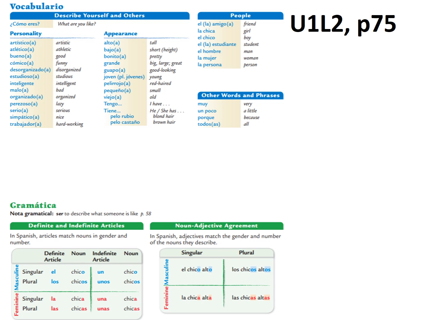Organizado is masculine for organized. Organizada is feminine for organized. Perezoso is masculine for lazy. Perezosa is feminine for lazy. Serio is masculine for serious. Seria is feminine for serious. Simpático is masculine for nice. Simpática is feminine for nice. Trabajador is masculine for hardworking. Trabajadora is feminine for hardworking.